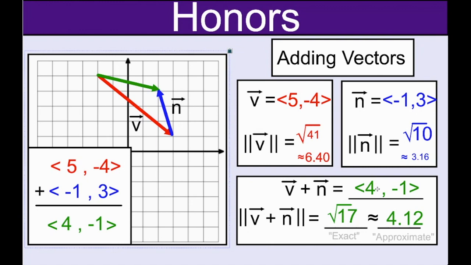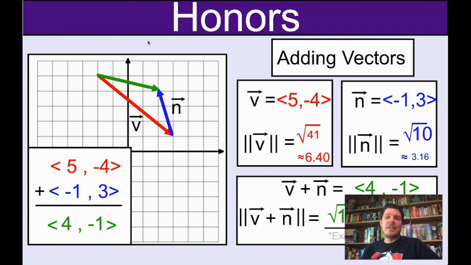So I just added my numbers here to get this new vector. Added to get the new vector, and you could check in your picture to make sure it's really going over four, down one, and my final picture does look like this. So the butt of the first to the head of the second. Okay? Man, I know that that's kind of tricky. Obviously, we would have spent several days on this kind of a lesson, but we're doing the best we can. But there is your lesson about adding vectors.